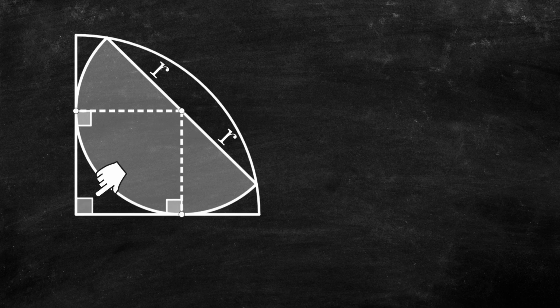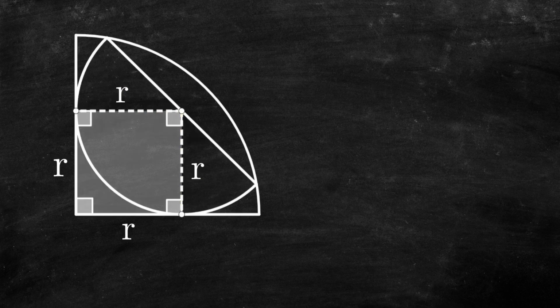We know that the central angle of a quarter circle is 90 degrees. And since we have 3 right angles, this fourth angle must also be a right angle. The radius of the semicircle is r, therefore this is r, and this is also r. Now we have formed a square with side lengths r.